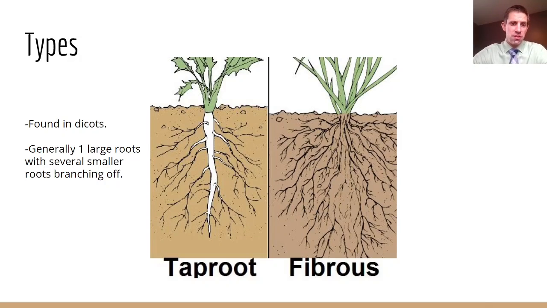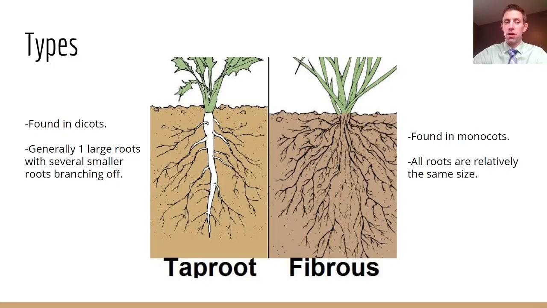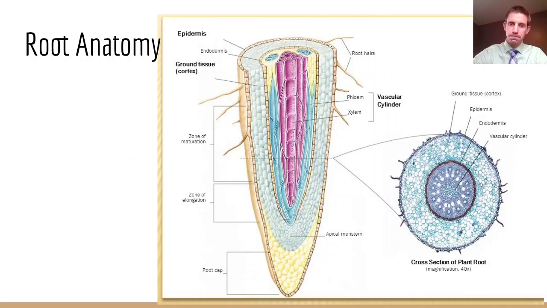Most varieties of trees that you're familiar with, any of the flowering hardwood trees like an oak or a maple, those all have taproots. Whereas fibrous roots, these are the types of roots that you find in monocots, where they have all relatively small and the same size roots. They'll have many of them. These would be the types of roots that you find in, say, for example, grass.